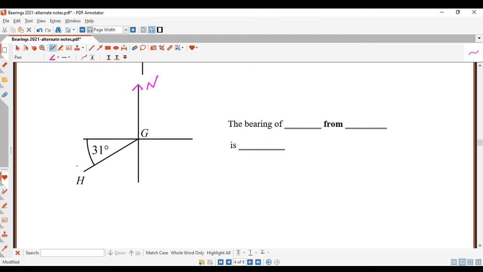So there's north. Here's the direction I'm describing. You're standing here at G. The direction is from G. Okay, from G, so it's the direction of H from G. Now we need a clockwise angle from north. Okay, so now up to here is 90. This is 180. This is 270. So if I go 270, take away 31, that'll give me the required angle. So that should be 239.